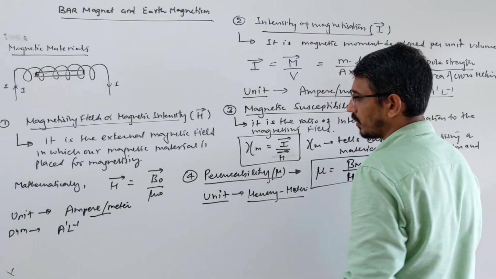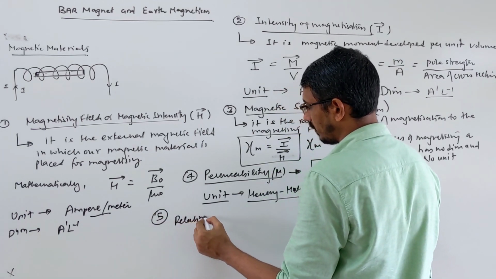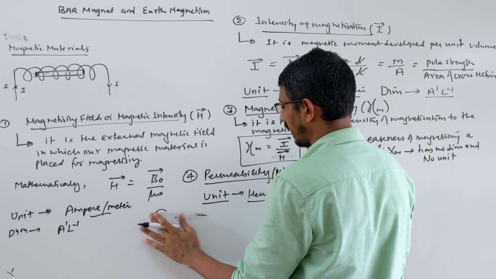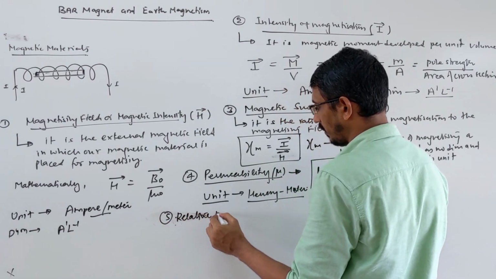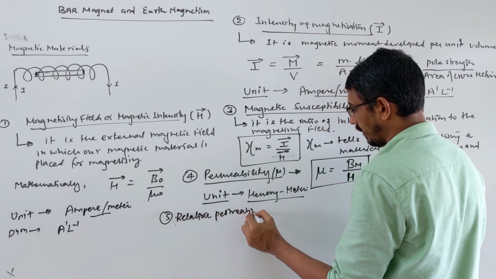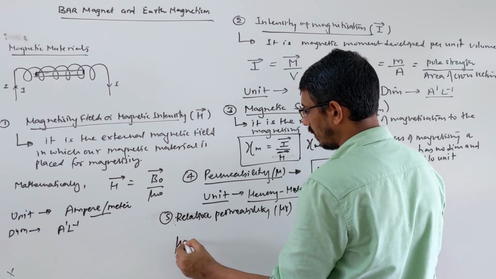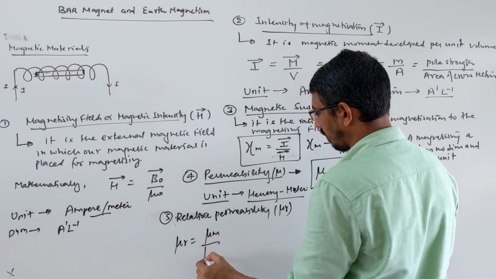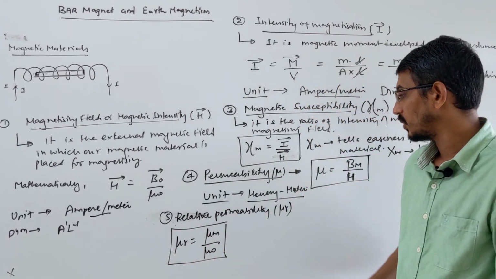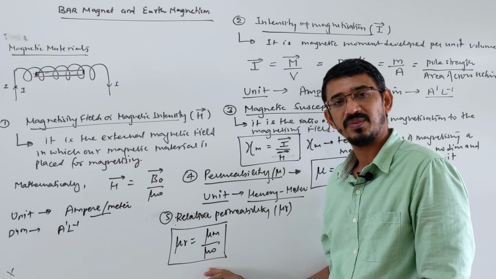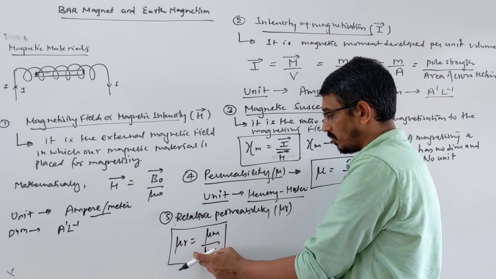Permeability is done. Now one more small term they sometimes talk about: relative permeability, mu r. Relative permeability is nothing but the permeability of that given medium divided by the permeability of free space. This ratio is called your relative permeability. So the permeability of any medium is equal to relative permeability into the permeability of free space. This number is always more than 1.